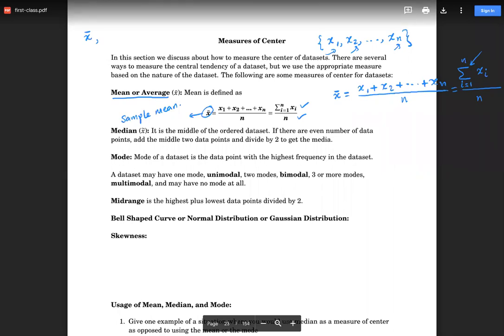What is the symbol for population mean? Is it the U? It's not called U, it's called mu, okay? It's called mu, something like this, right? That's what you meant, right? Yeah. So remember this. This is the sample mean, okay? And this is the population mean.